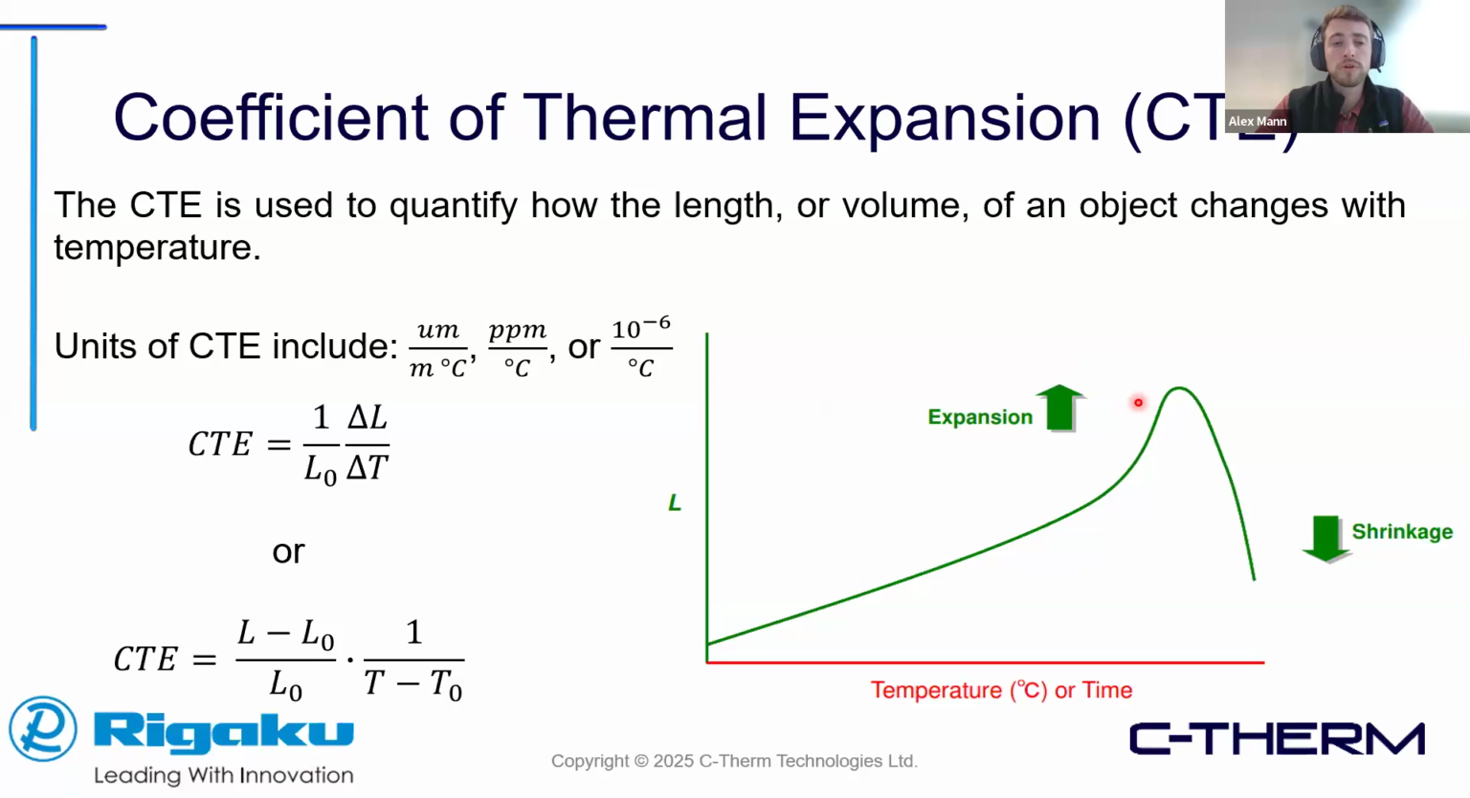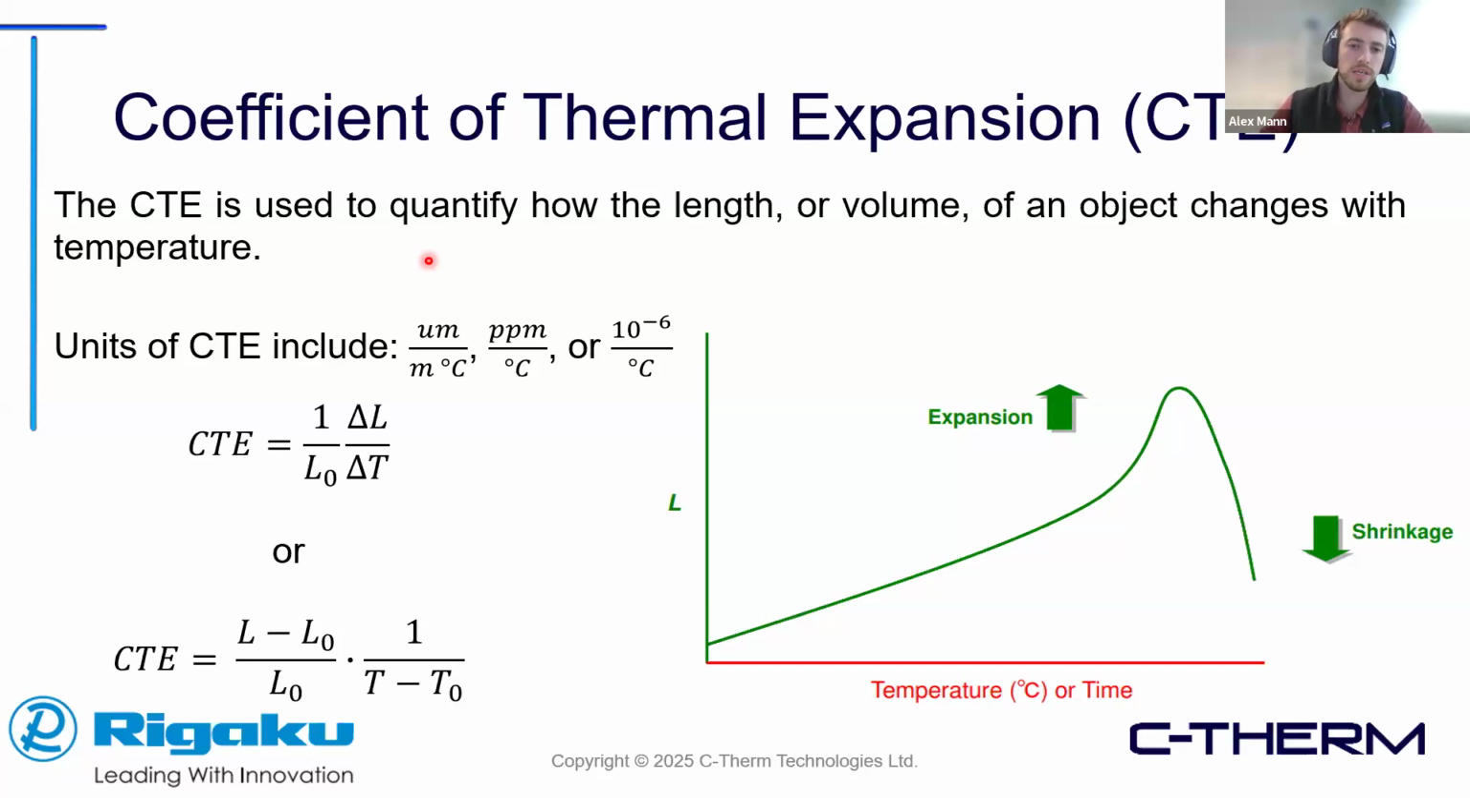So we're going to talk a lot about CTE, or the coefficient of thermal expansion. Just to make sure we're on the same page, I'd like to describe it. It's just a number that is used to describe how much a sample is going to expand or shrink with temperature. Units of this include microns per meter Celsius, parts per million per degree Celsius, or 10 to the negative 6 per degree Celsius. All of these units are the exact same, just worded a little bit differently. I prefer to use ppm per degree Celsius because I find the rest tend to be a mouthful.